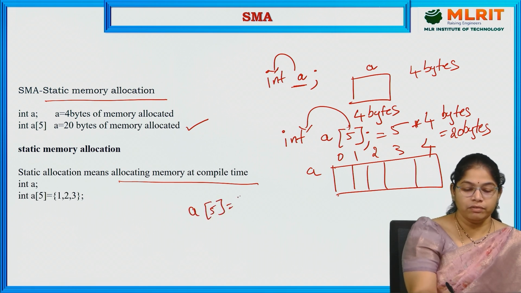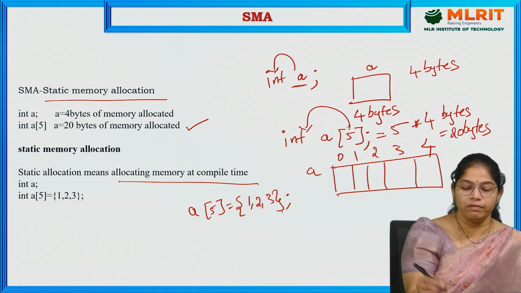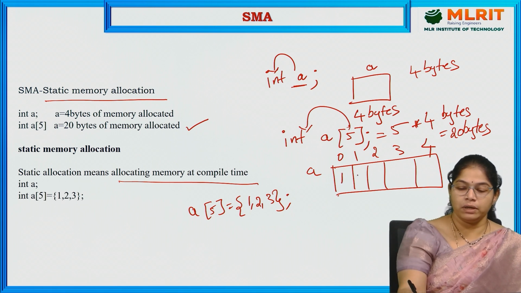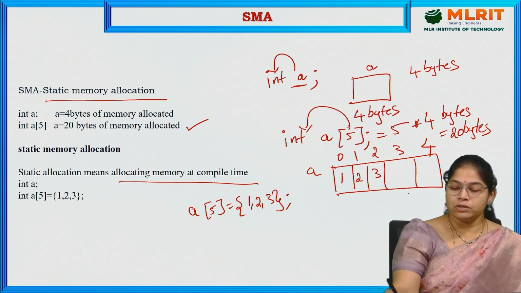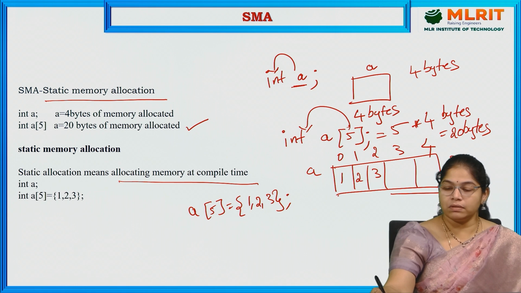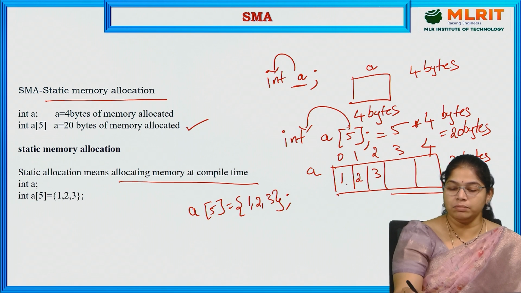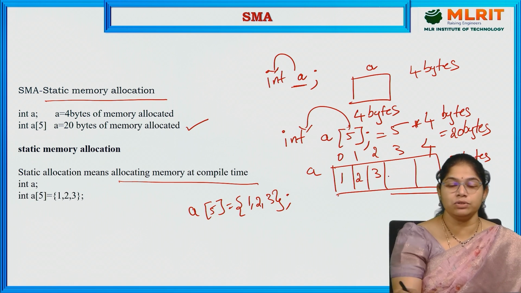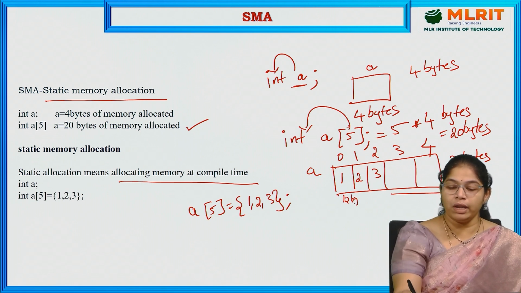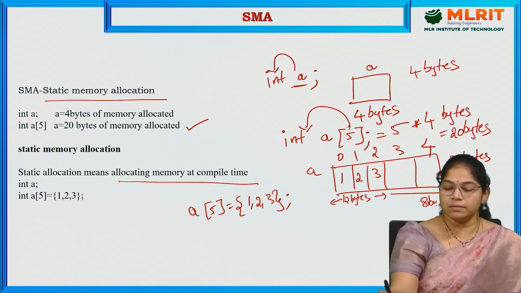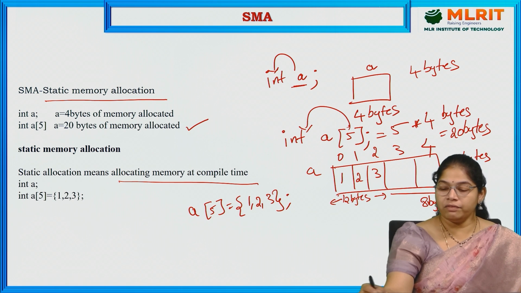Suppose in this array I have given the values 1, 2, 3. The array can hold up to 5 values, but here I initialized only 3. In total it gives 20 bytes of memory, but I have initialized only 3 integer values, that is 3 into 4, a total of 12 bytes used. The remaining 8 bytes are wasted.